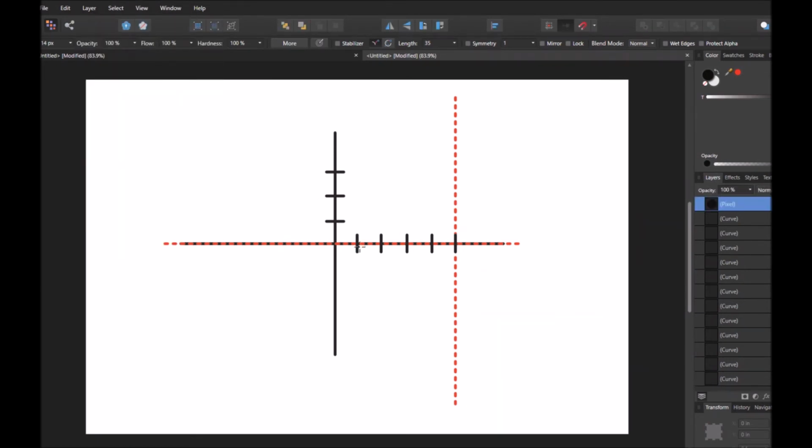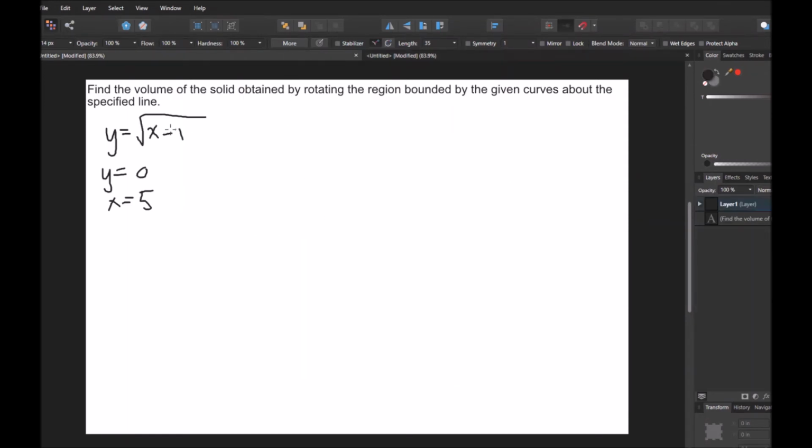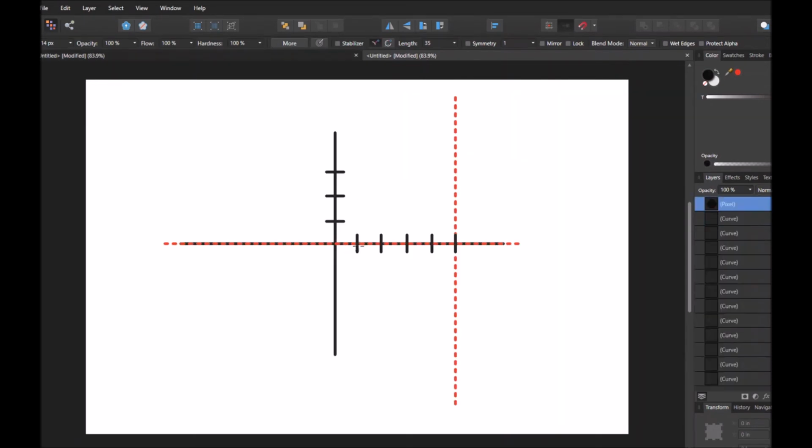So if we want to draw the curve out, we have to start at x equals 1, because anything less than 1 we'd get a negative number under the square root. So at x equals 1, y would equal 0, because 1 minus 1 is 0, and the square root of 0 is 0. At x equals 2, 2 minus 1 is 1, the square root of 1 is 1, so y would equal 1.